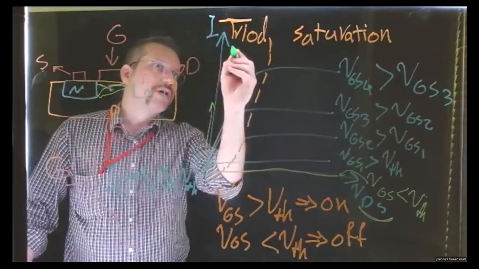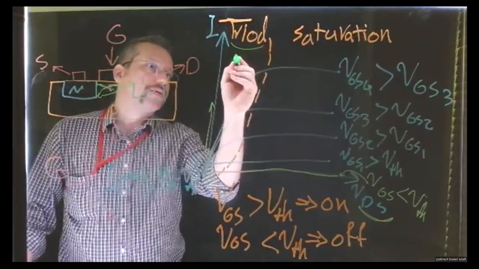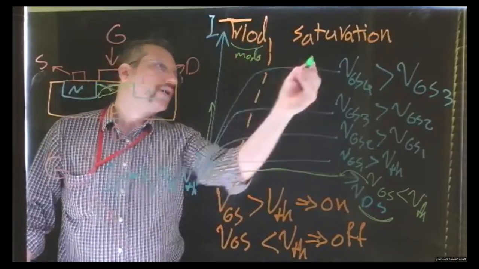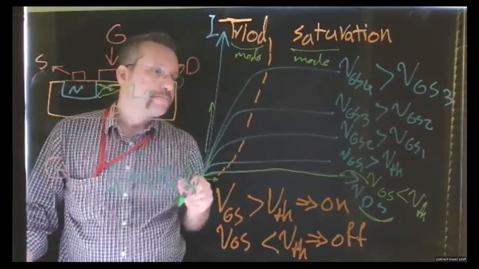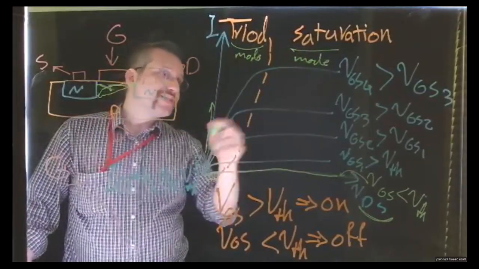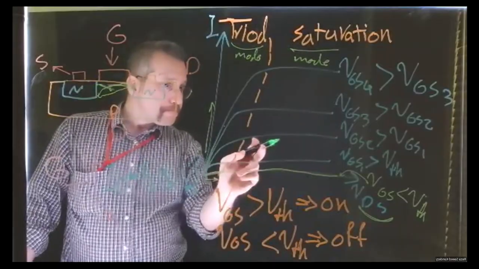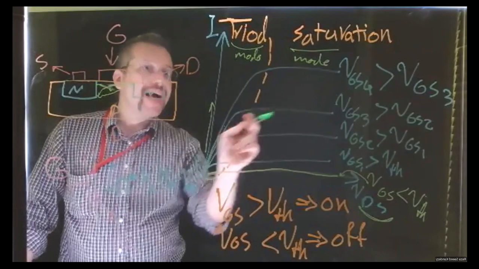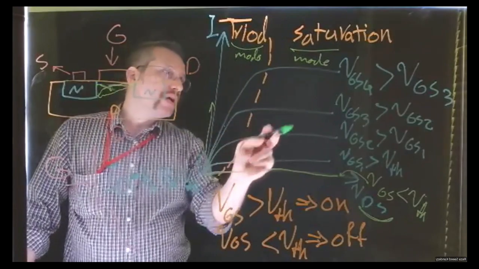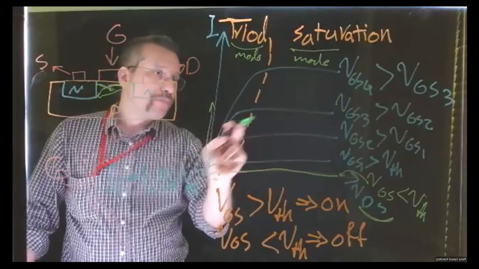This region we call triode mode. So this is triode mode. This is saturation mode. Now, as you can see, the applications that we can have for the MOSFET in the two regions are completely different.